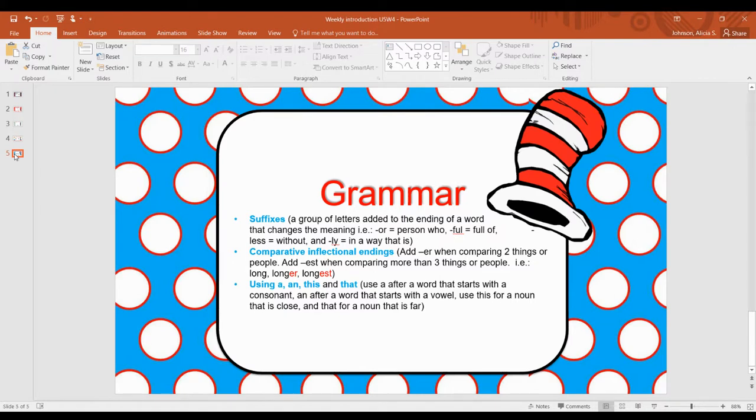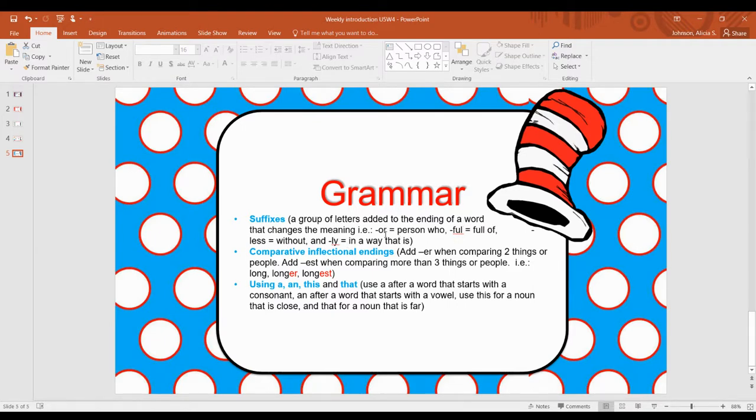Next, we have grammar. And this week, we're going to be looking at suffixes, comparative inflectional endings, and using an, a, this, and that when we're speaking and writing. So, suffixes are a group of letters added to the end of a word that changes the meaning.